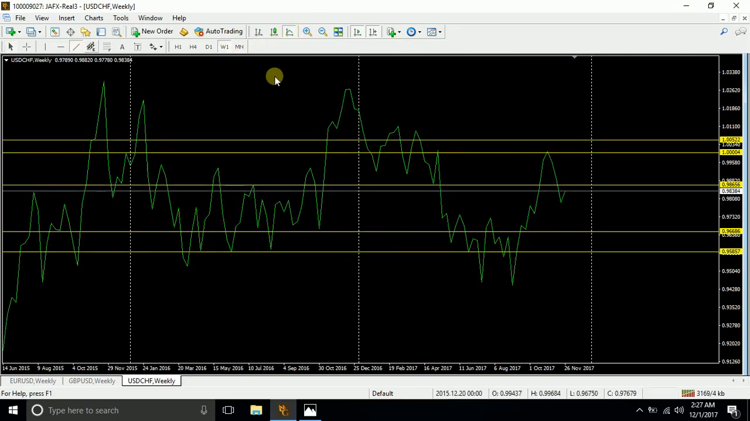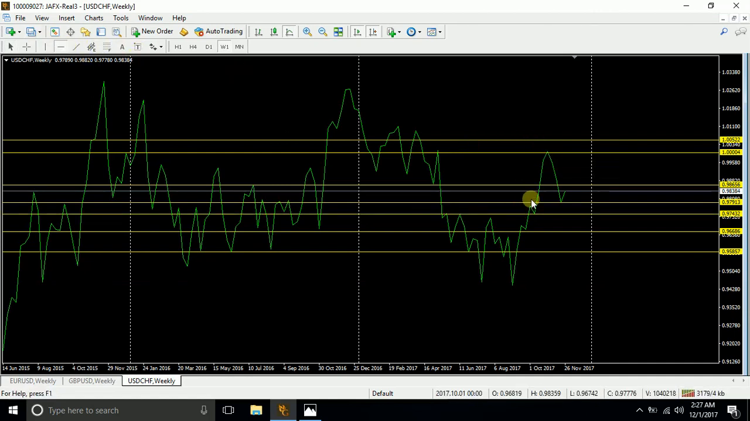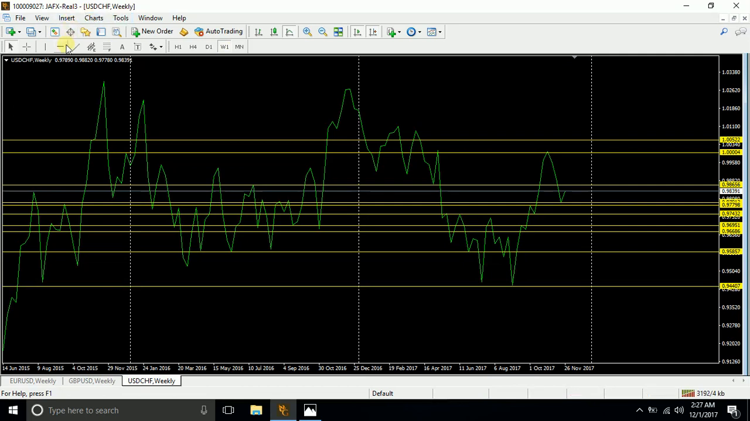Well, now we're going to go to the weekly. We're going to do the most recent 8 pivots. 1, 2, 3, 4, 5, which would have been this one, 5, 6, 7, 8. Okay, so now we have 8 pivots.